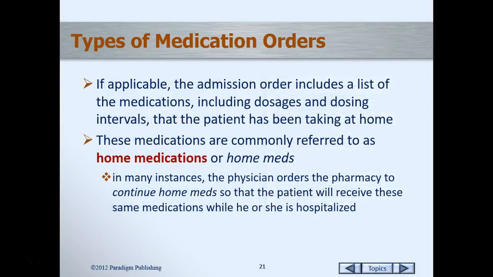Now, the different kinds of orders, if applicable. The admission order includes a list of medications, dosage, and intervals. Some of these medications may be listed as meds that they're taking at home. So that list of medications may not be something that the doctor ordered, but might be their home meds. A lot of times on admit, a physician will continue their home meds.